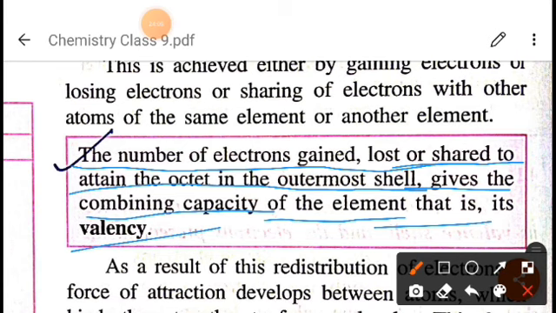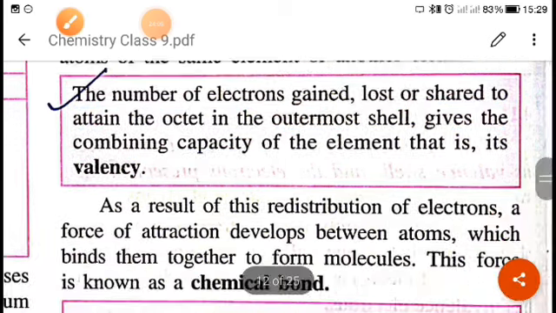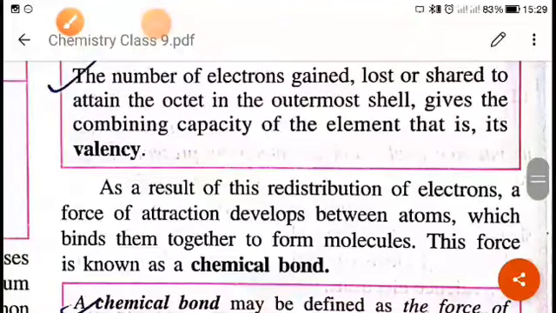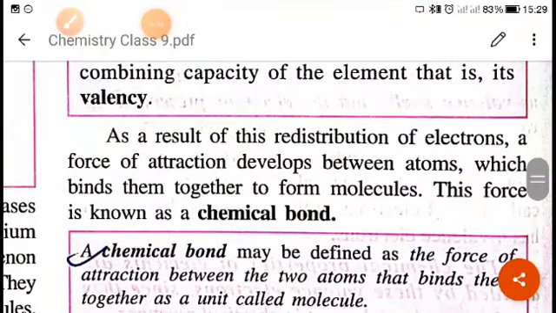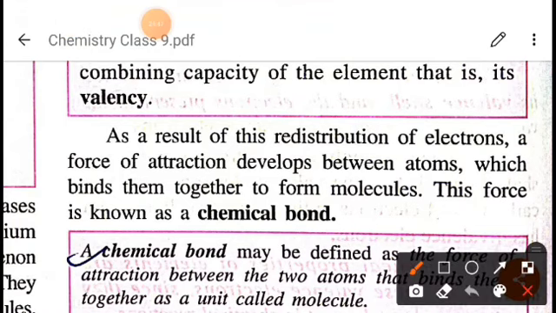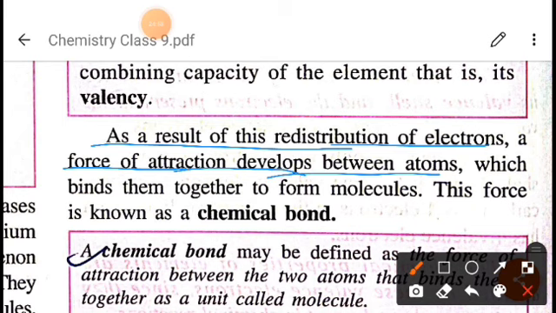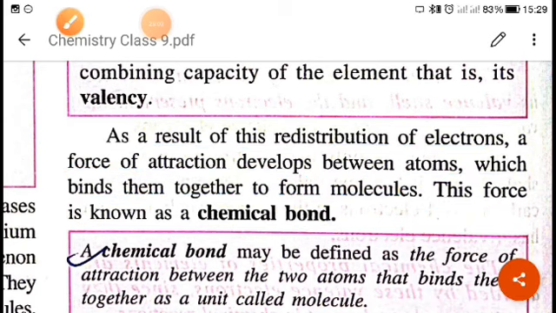Now, as a result, what will happen? There will be a redistribution of electrons, and this redistribution generates a force of attraction between the atoms which binds them together to form molecules. This force is known as a chemical bond. I will give you one example.